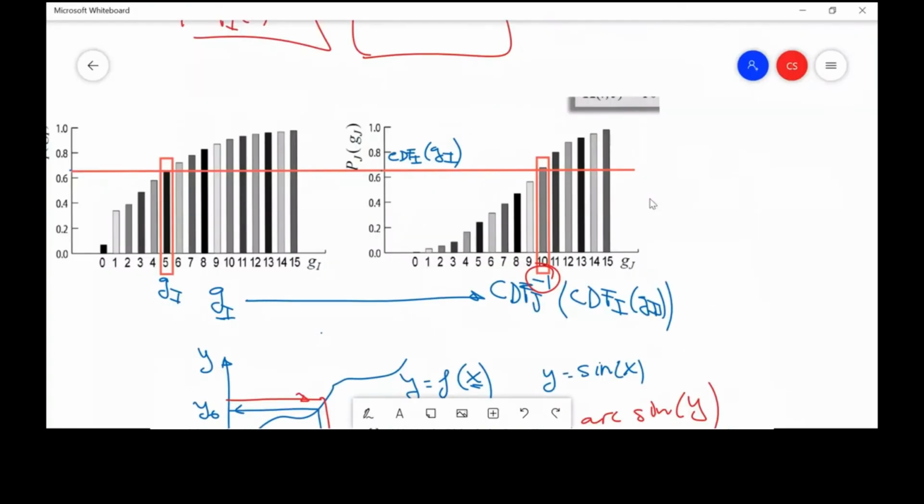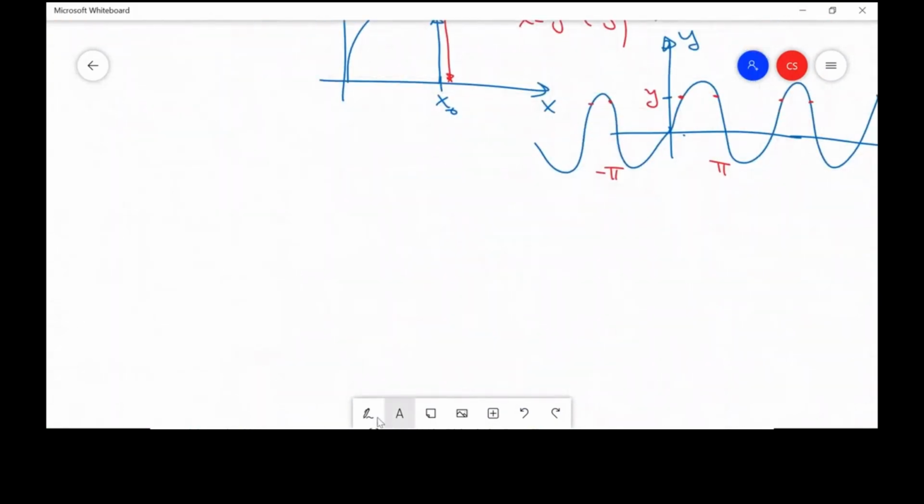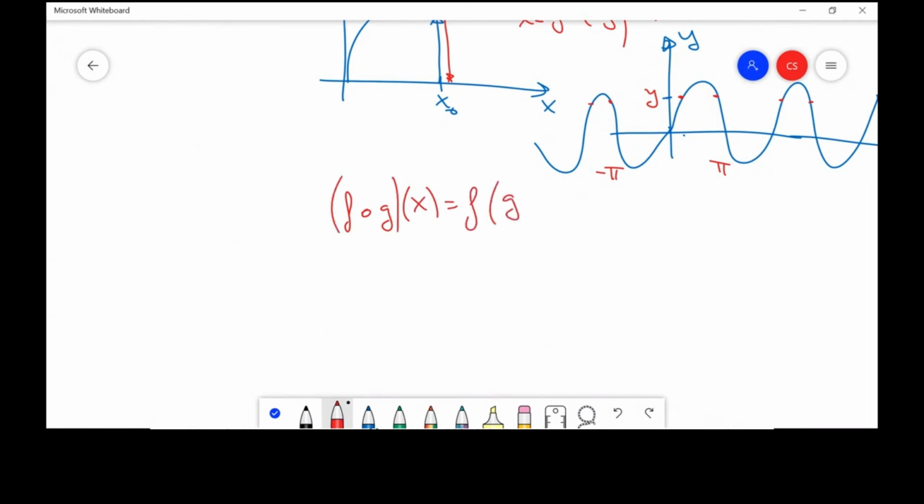So when you write f composed with g evaluated at x, sometimes you also write it like this. So this is f. Okay, so in our example, we are composing CDF of I composed with CDF of J minus 1. And this is applied to each Gi pixel value.